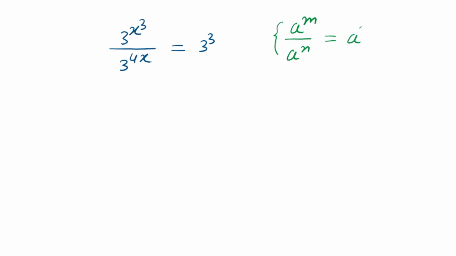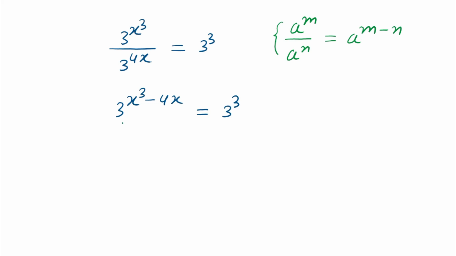Now 3^(x^3) divided by 3^(4x) is equal to 3^3. On the left hand side, if we apply this rule, which is a^m divided by a^n equals a^(m minus n), then this is 3^(x^3 minus 4x), and this is equal to 3^3.